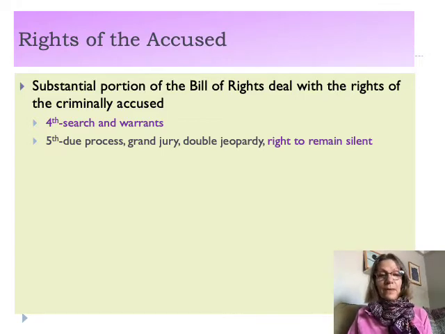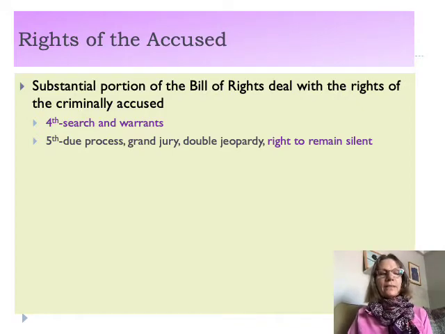The Fourth Amendment deals with search and seizure, and in this lecture and the next lecture, we're going to be focusing specifically on what constitutes a search. The Fourth Amendment also deals with warrants and what needs to be in place for law enforcement to get a warrant to either search somebody or to arrest somebody.